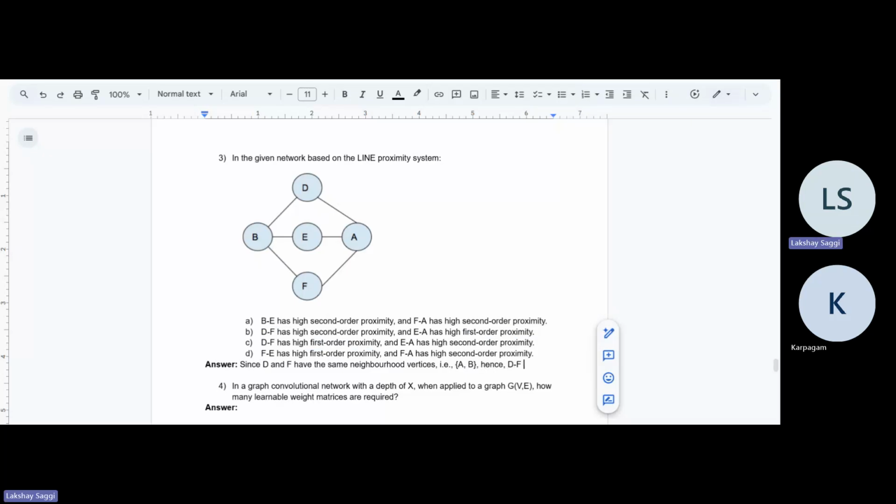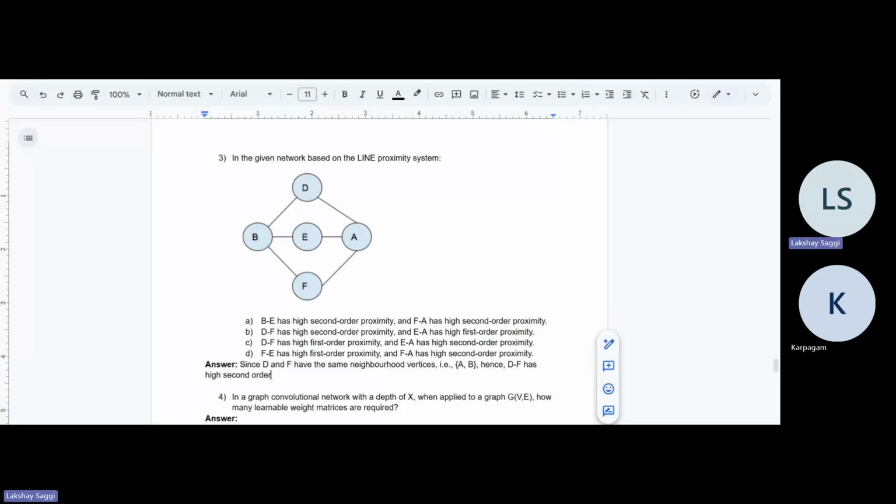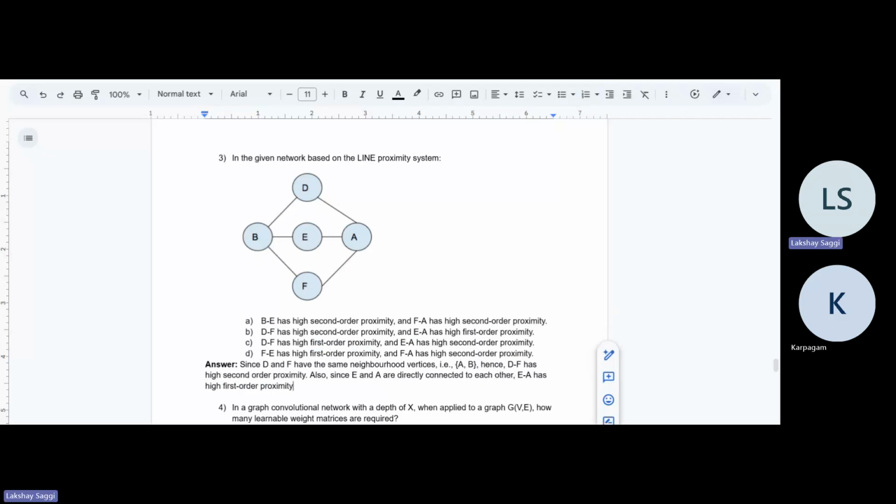Hence, DF has high second order proximity. Also, since E and A are directly connected to each other, EA has high first order proximity. So hence option B is correct.